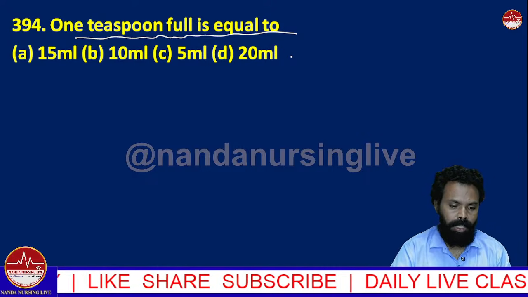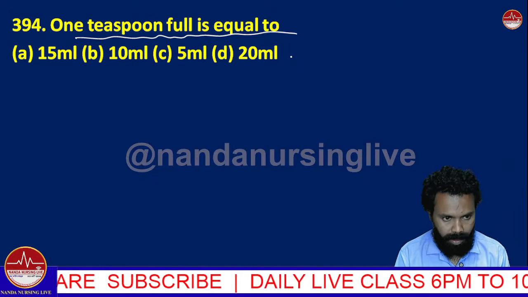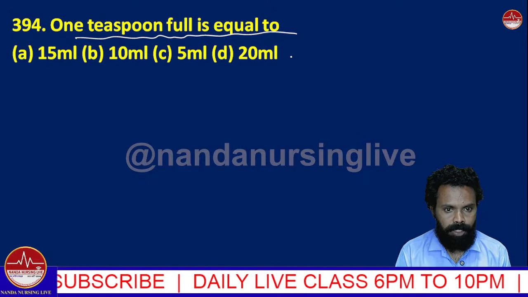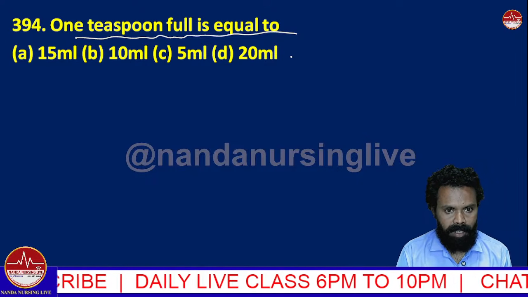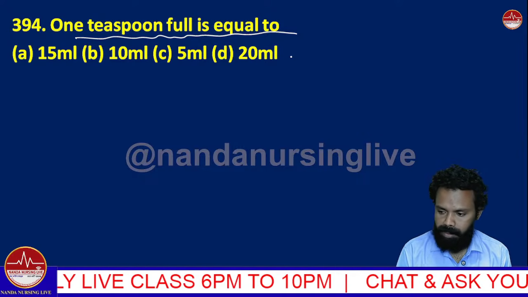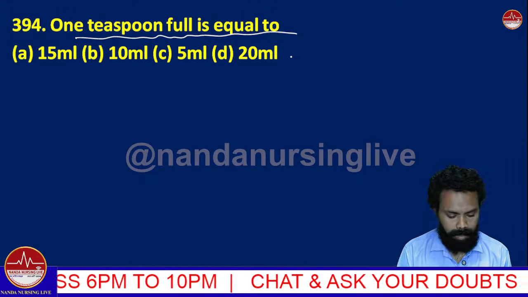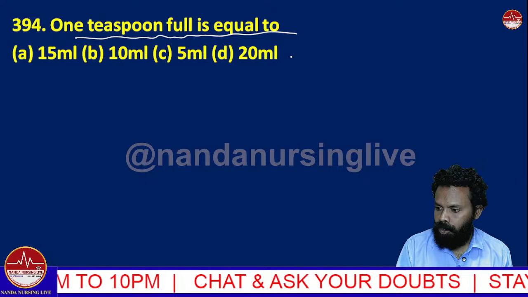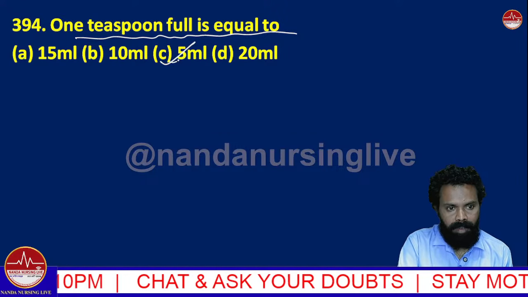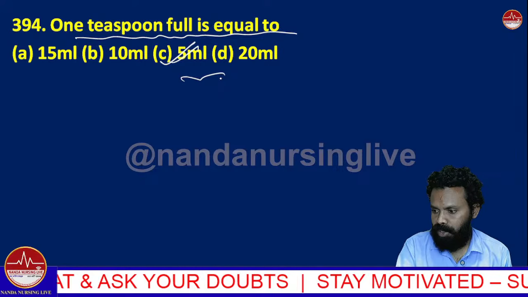Answer quickly, without any delay. 1 teaspoonful is equal to 15 ml, 10 ml, 5 ml or 20 ml. So answer quickly. Very good, very good. 5 ml, right? 1 teaspoonful is equal to 5 ml. Very good.